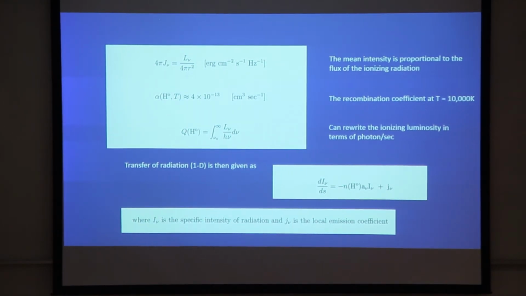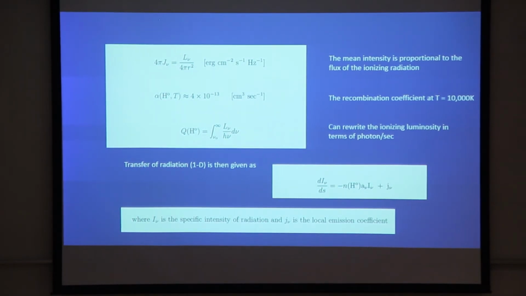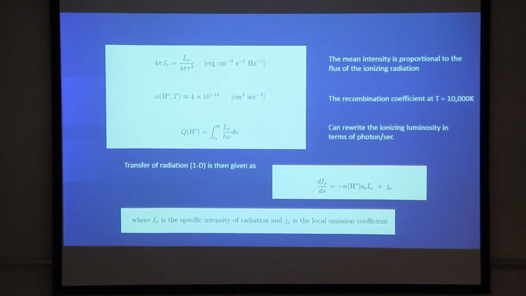So in terms of sources that vary, if you flip this thing, it can tell you what the time scale is for variation, at least for hydrogen. And you can do this for other elements that have different recombination coefficients. So this is a very useful thing to have.